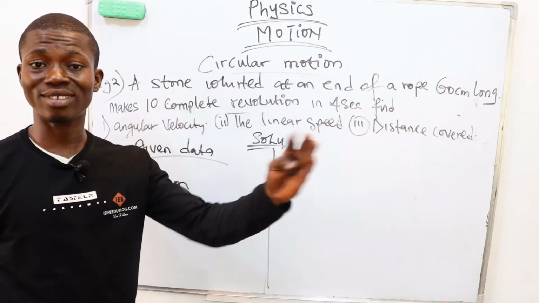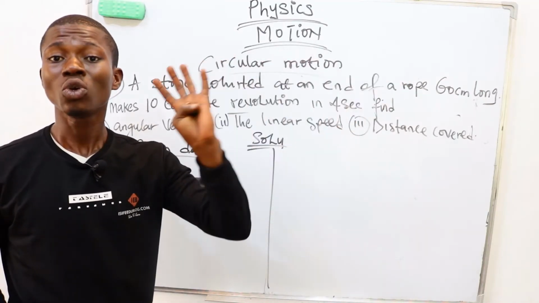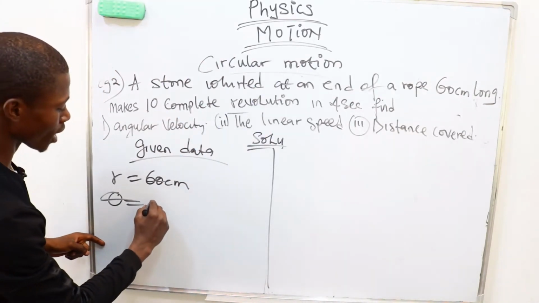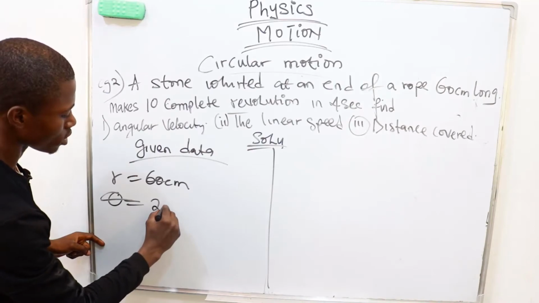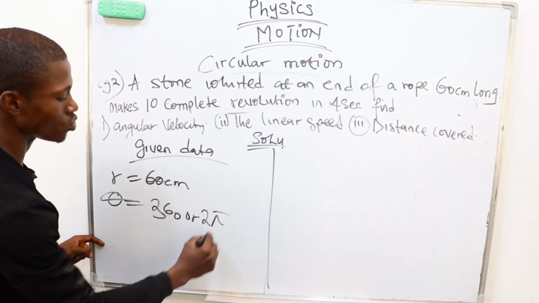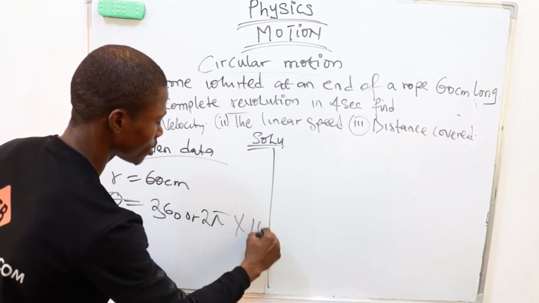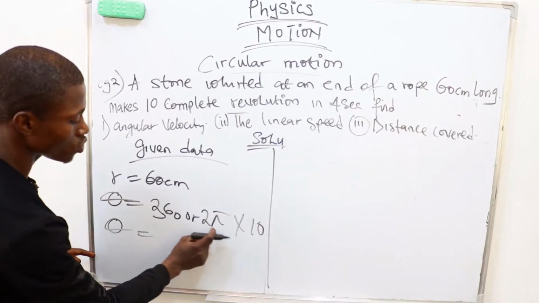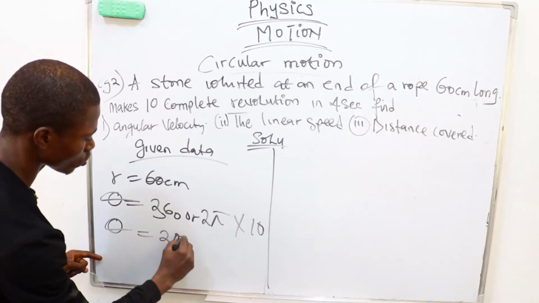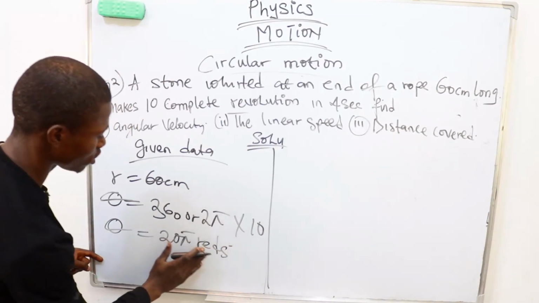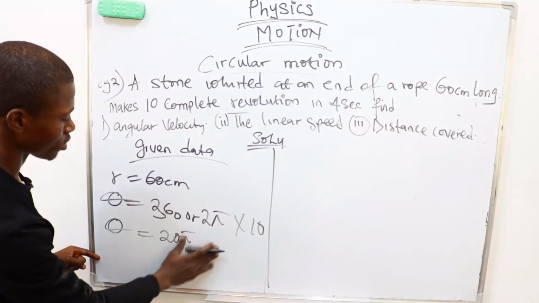1 revolution is 360. That means 10 revolutions will be 360 times 10, and 360 in radians is 2 pi. So 360 and 2 pi are the same thing, times 10 revolutions. So here our theta will be equal to 2 pi times 10, which will give us 20 pi radians. Sorry, not radians, it doesn't have any dimension.